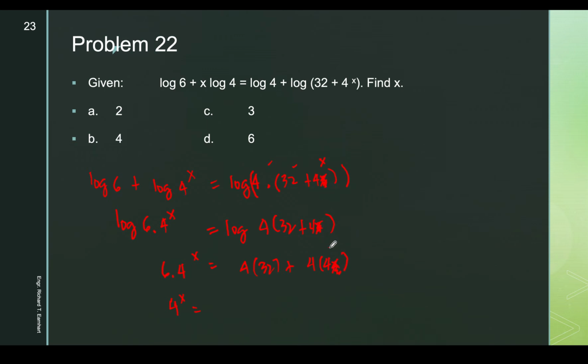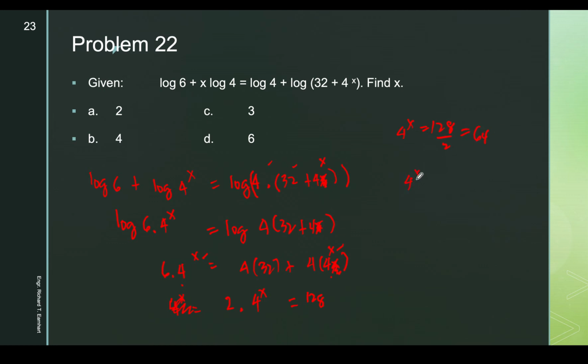Sorry. We can actually combine this one, as the coefficient. So transpose this one here. So that will give you 2 times 4 raised to x. 6 minus 4 is 2. Okay, tapos here we have 4 times 32. So 128. Okay, divide by 2 will give you 4 raised to x equals 128. Divide by 2. So that will be 64.